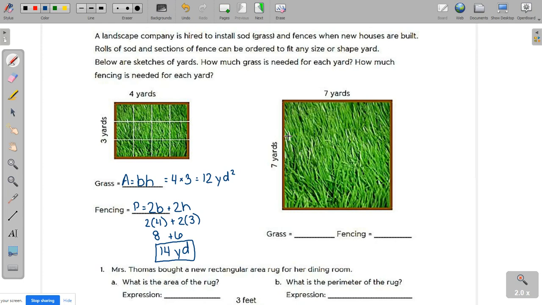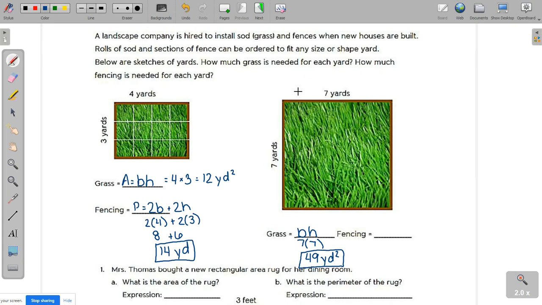We have to find the area of the grass, so how much sod is needed. So we're going to take the area formula, so base times height. We have 7 for our base and 7 for our height. So 7 times 7 is 49. Our units, yards squared.